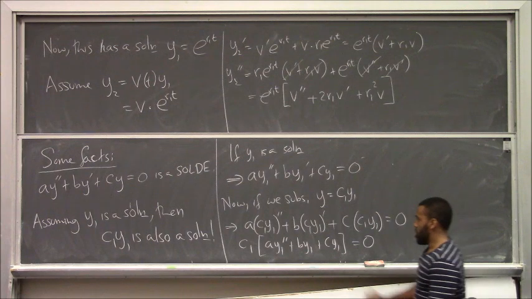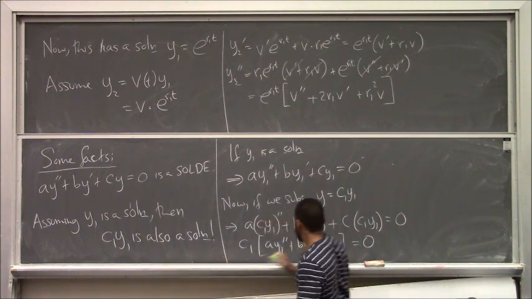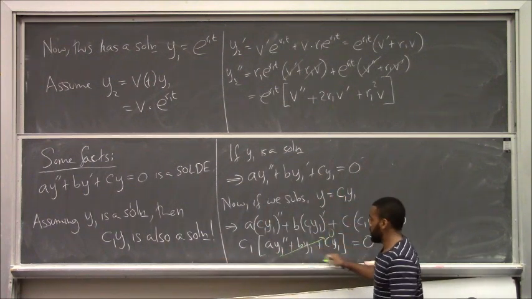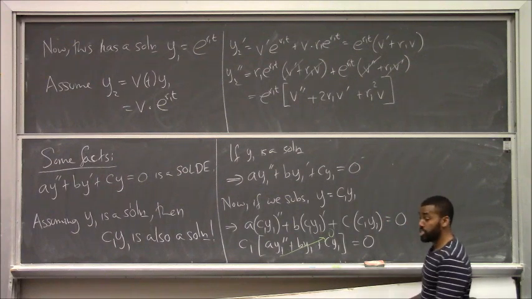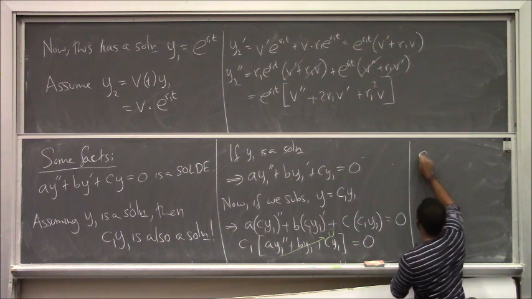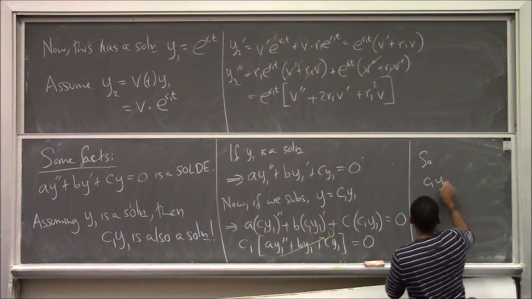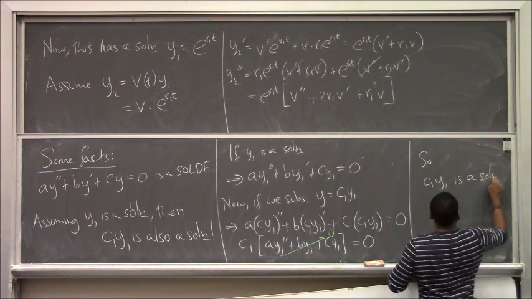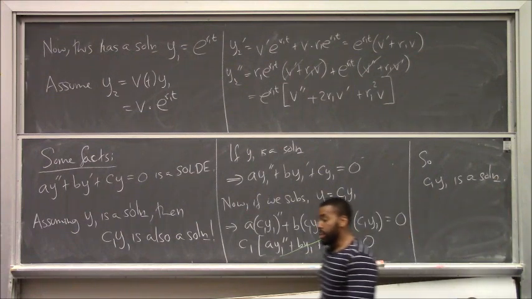And guess what? That guy is 0 by assumption. So in other words, this is a solution. It doesn't even matter what the C1 is. So C1Y1 is a solution.